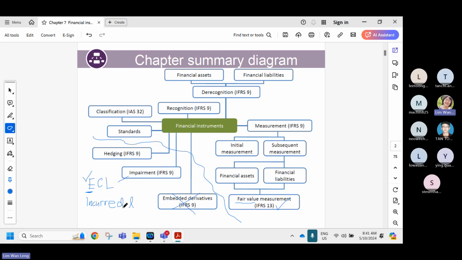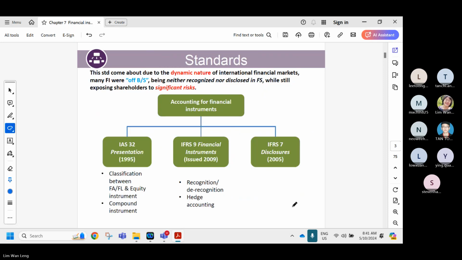For this expected credit losses model, we have certain illustrations that we are going to look through later on, probably in the afternoon, I guess. All right, so we are going to look at the upper portion first when we look at this set of notes.